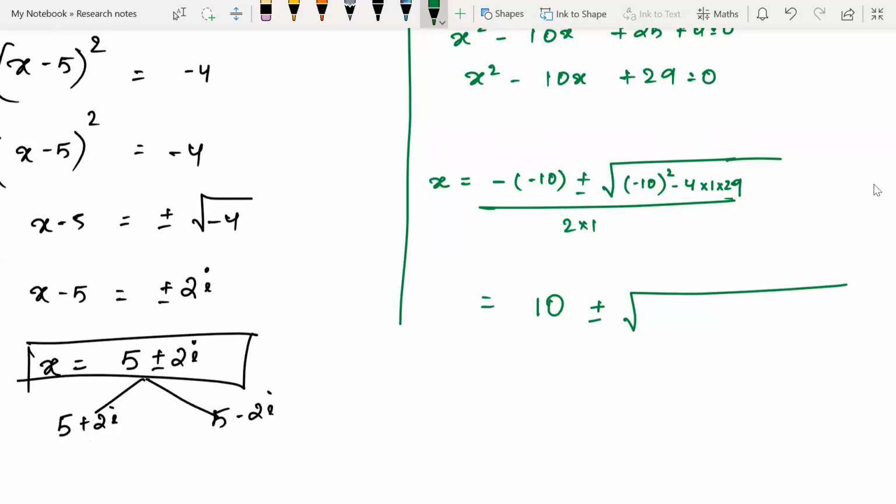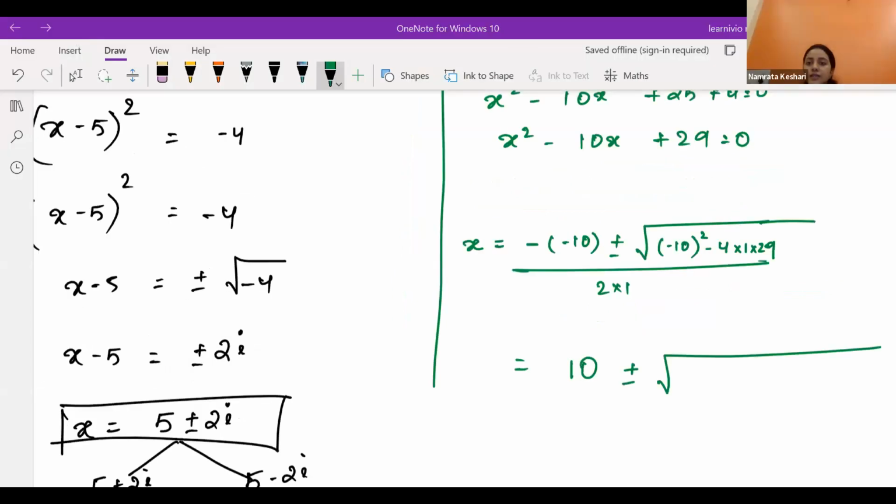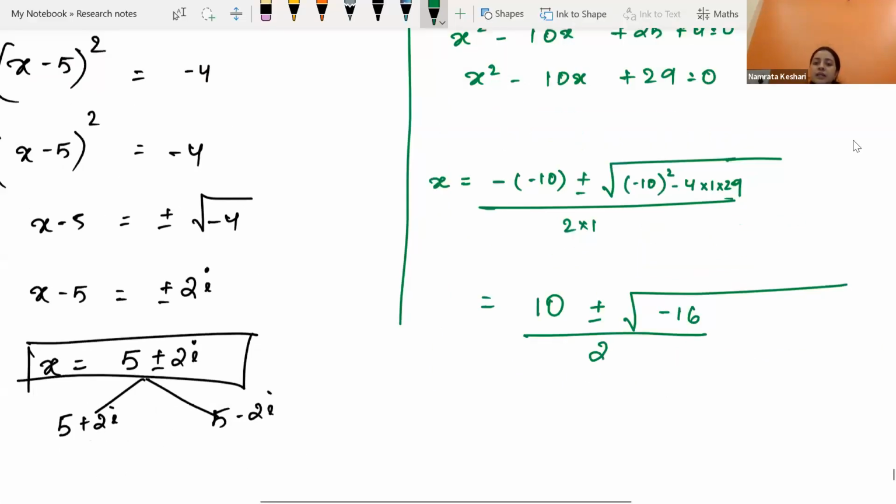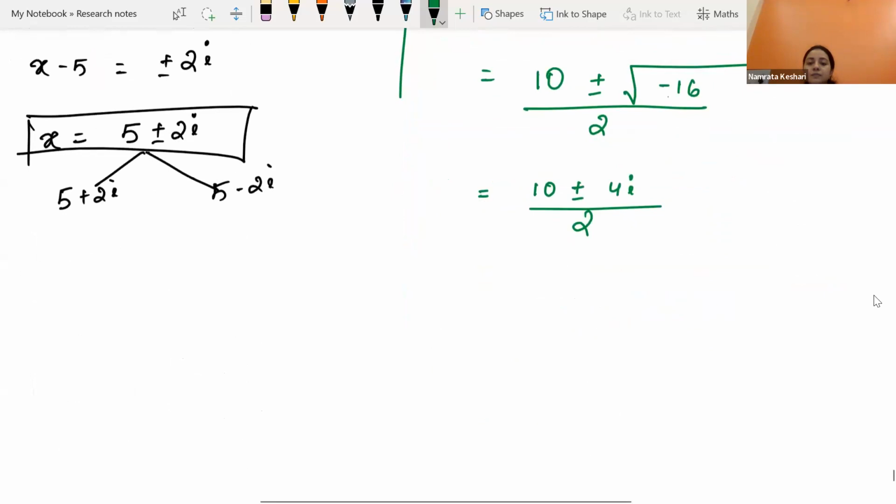Minus 16. Let's check it. We will be getting minus 16 over here. Yes, Ali, are you getting the same? Minus 16, can we write it as 4i? Can we write it as 4i, Alina? Yes, ma'am. Is there anything common which can be taken out from the numerator's part? Ma'am, two. Yes?